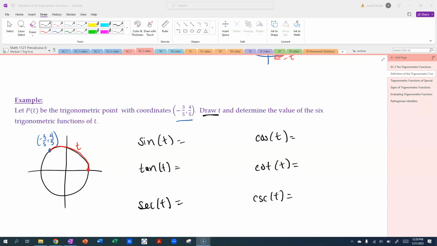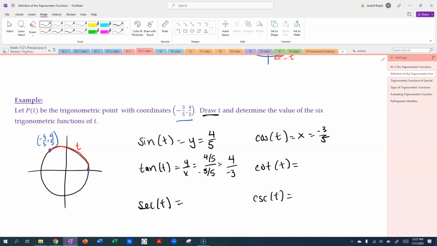Sine is just going to be the y coordinate from our trigonometric point, which in this case is 4/5. Cosine is just the x coordinate, which is -3/5. Tangent would be y divided by x. So this is 4/5 divided by -3/5. If I simplify that, multiplying numerator and denominator by 5, I'd get 4/-3, which is -4/3.